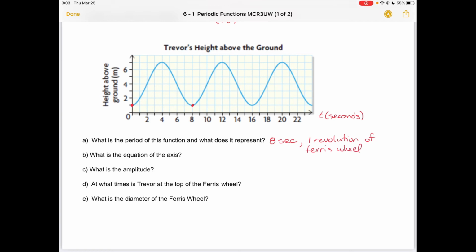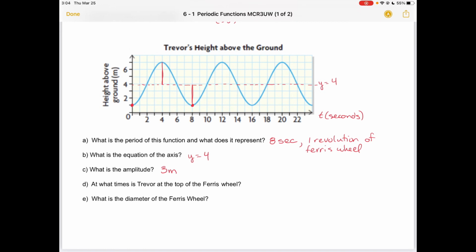The equation of my axis is going to be the equation of the horizontal line that goes through the midpoint of my graph. In this case, it is y equals 4. And then the amplitude is the distance either from that axis all the way up to the peak, or from that axis all the way down to the minimum. So then what I have as my axis is y equals 4, which means I can see from my graph that my amplitude is going to be 3 meters.